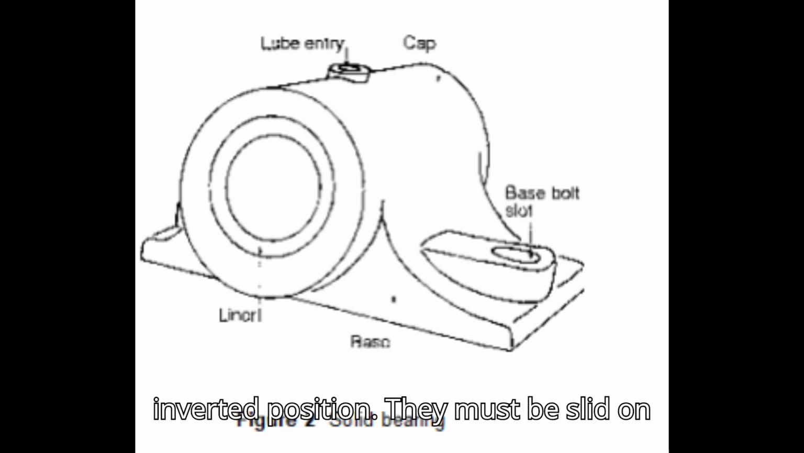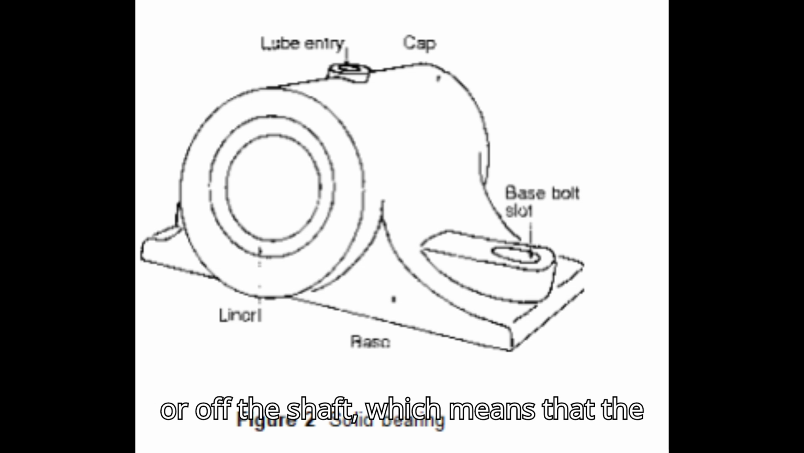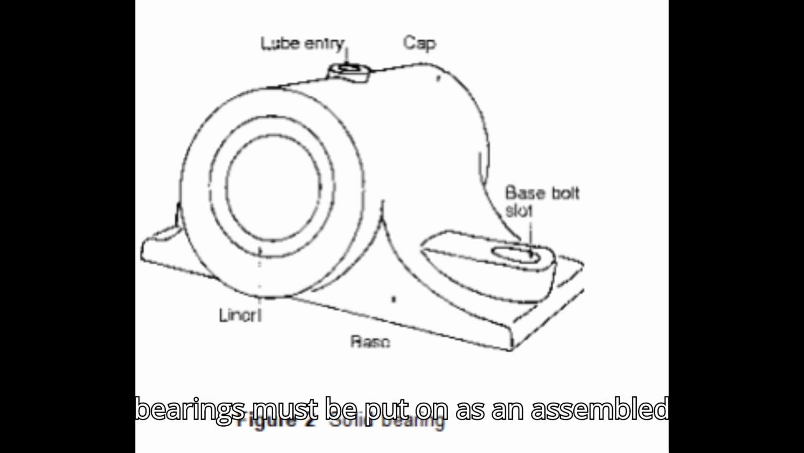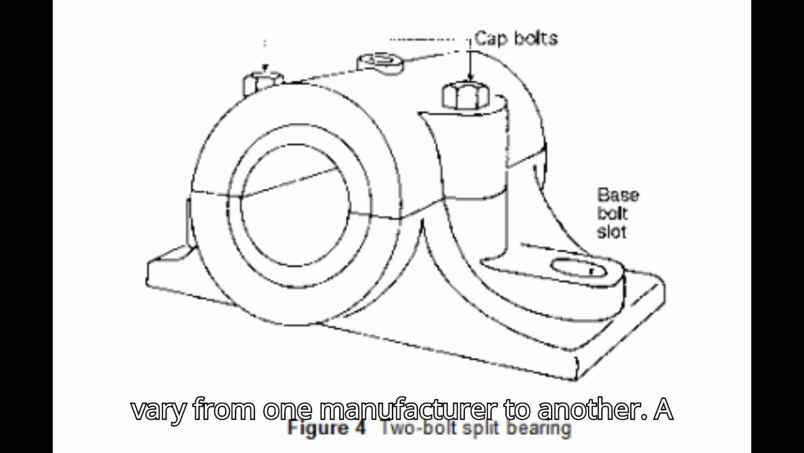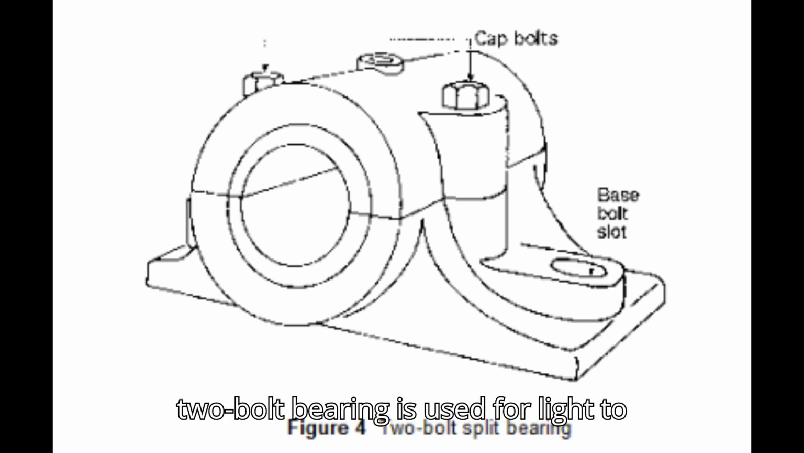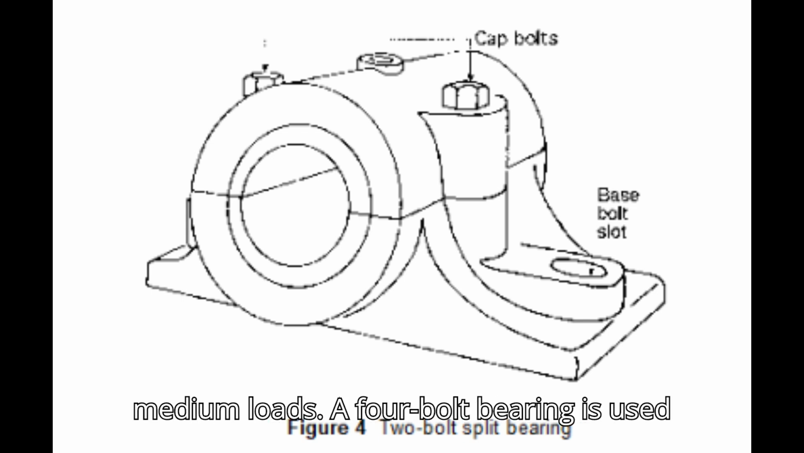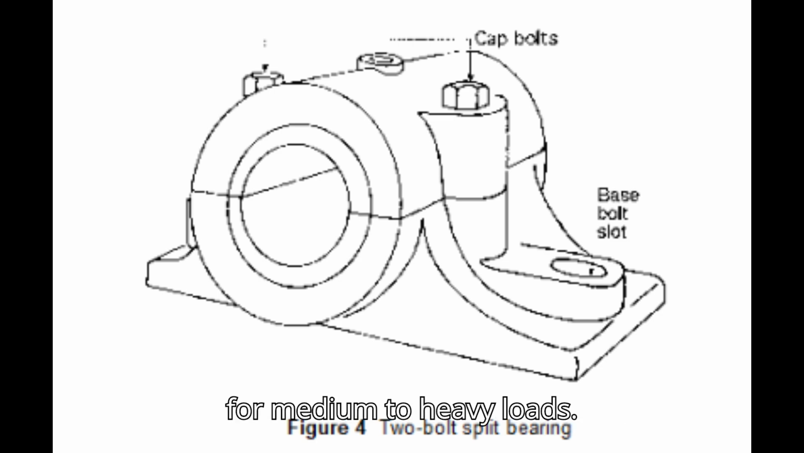They must be slid on or off the shaft, which means that the bearings must be put on as an assembled unit. Split bearings. Split bearing designs vary from one manufacturer to another. A 2-bolt bearing is used for light to medium loads. A 4-bolt bearing is used for medium to heavy loads.